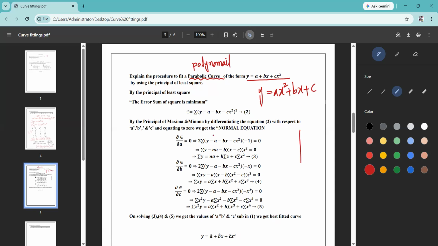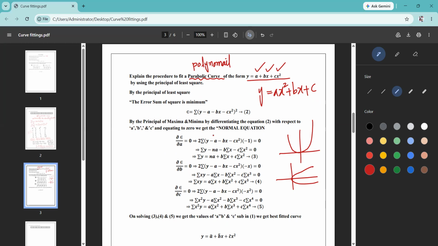Usually the curve will be like that. This is your parabola. It may be like this also. Both represent the parabola only. Now you see here we have three variables, a, b, c. Again, we have to use the same concept, the principle of least squares: the error sum of squares is minimum.